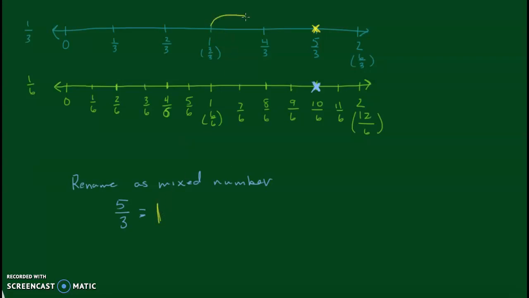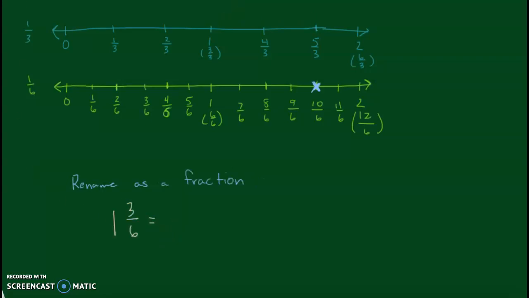From 1, we can go out 1/3, and then this is another third. I didn't leave myself much room to write there. So 1/3 and 1/3 is 2/3. So 5/3 is the same as 1 2/3.